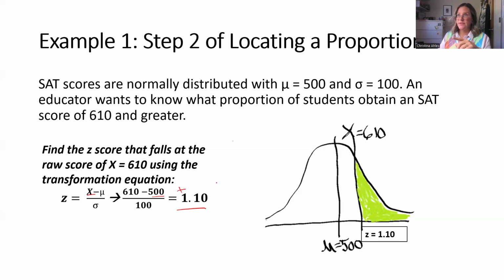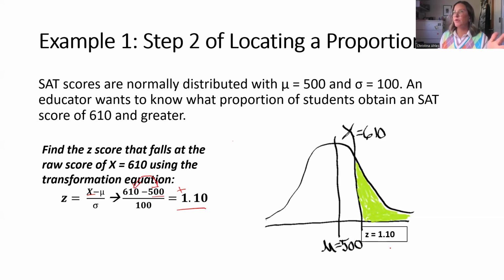Now here's where I'm saying it could go wrong. What if you accidentally swapped these two numbers and you went 500 minus 610? That would make this a negative. If you've already drawn this like this and all of a sudden you get a negative, you're going to know that doesn't make sense because it shouldn't be on the left-hand side of the distribution. It should be on the right-hand side. So it should be a positive. So this will help drive corrections, really. So your Z-score is 1.10. So step 2, now you have your Z location.